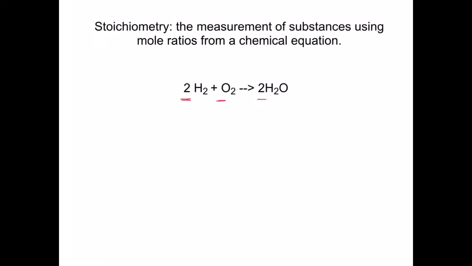we can calculate if we have a particular amount of hydrogen, how much oxygen you would need to react with it. If we have a particular amount of oxygen, how much water could you produce? Or if we know how much water we need to produce, we could figure out how much hydrogen or oxygen it would take to do that. The equation we're going to use for all these problems in this video is hydrogen reacting with oxygen in order to produce water.